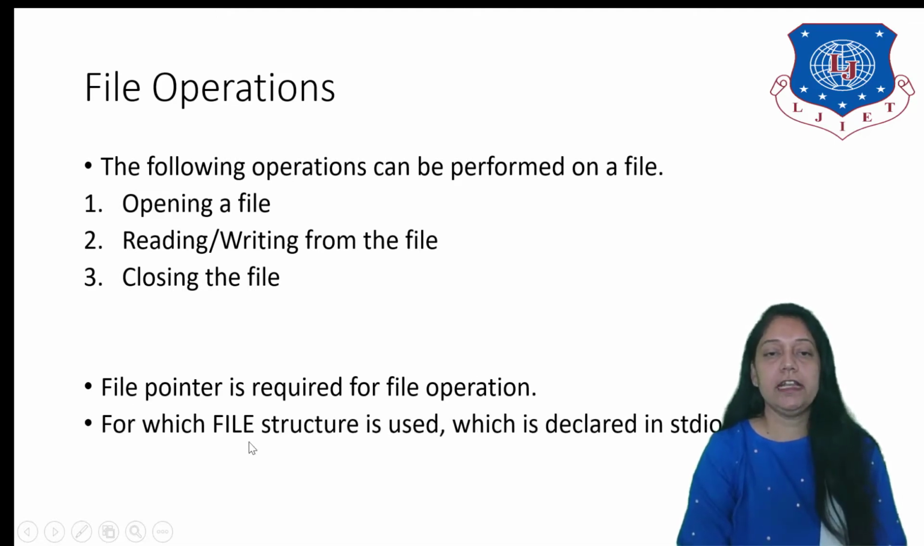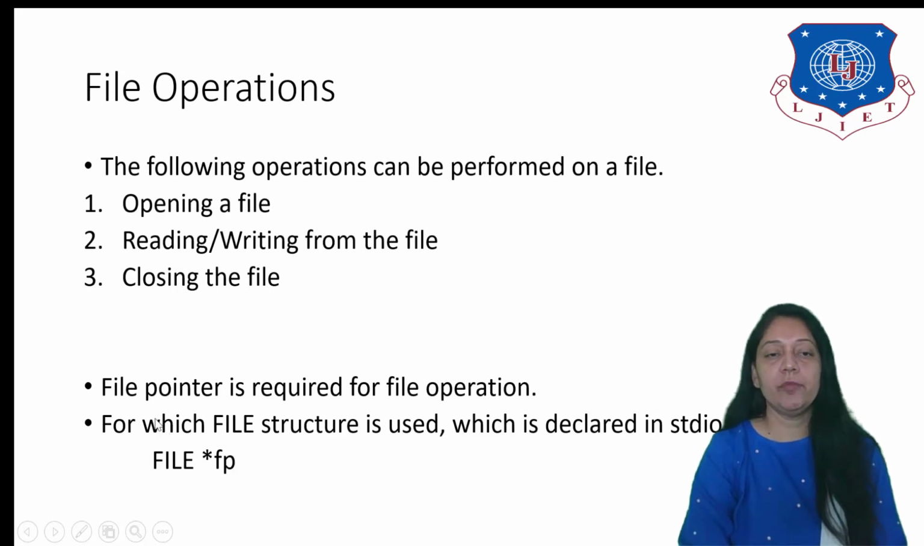The file pointer is created using a structure. The structure name is FILE, all in capital letters, which is stored in stdio.h. So if you want to create a file pointer, you need to compulsorily make a pointer variable pointing to this particular structure FILE. We'll understand the details of the file pointer concept later on in the coming slides.